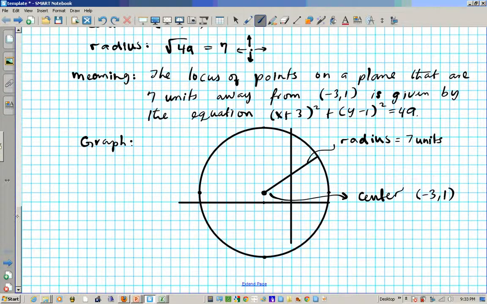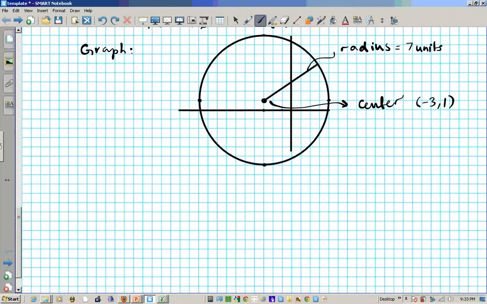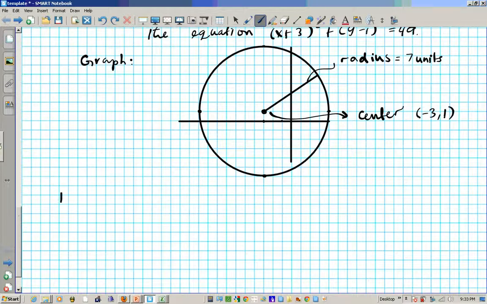All right. So now let's find the other pieces of information that I asked for. I need the diameter of the circle. The formula for diameter is basically double the radius. So it's going to be 2 times 7, which is 14 units. That's the diameter.